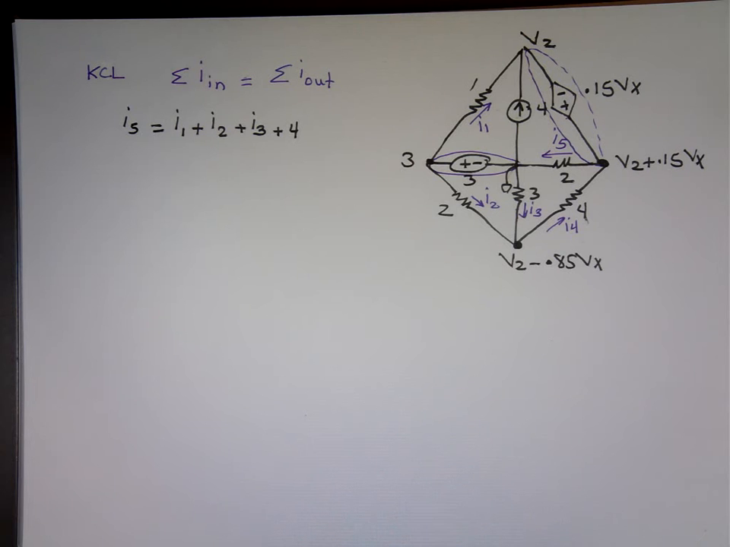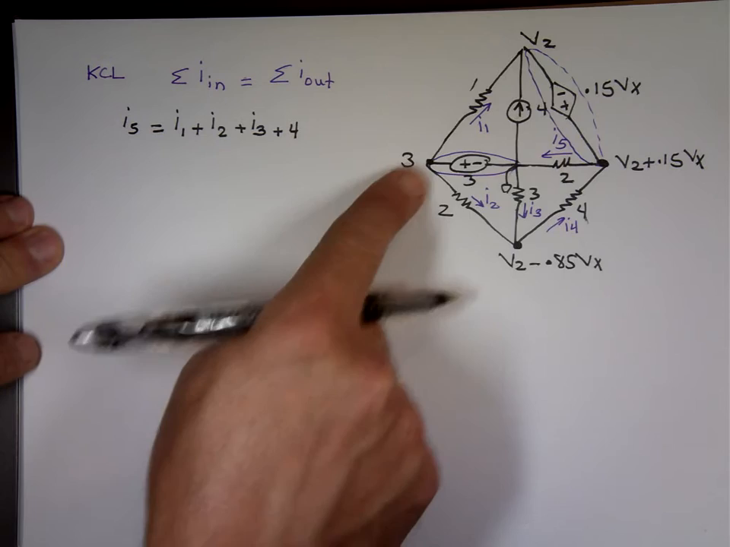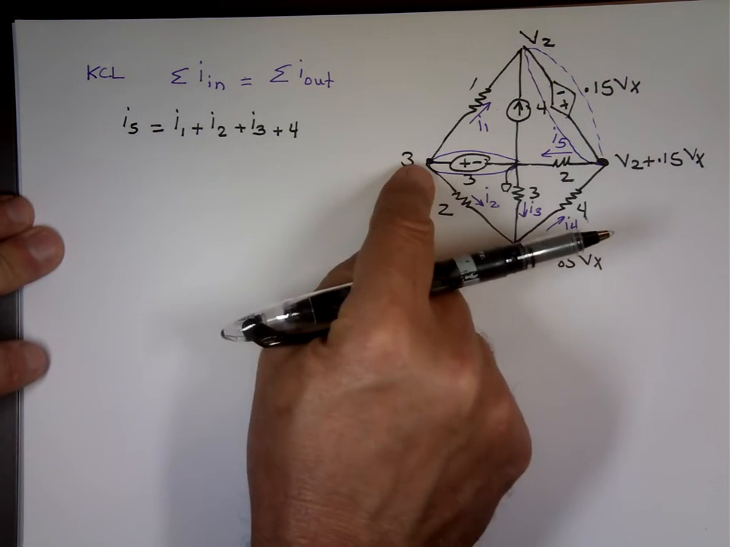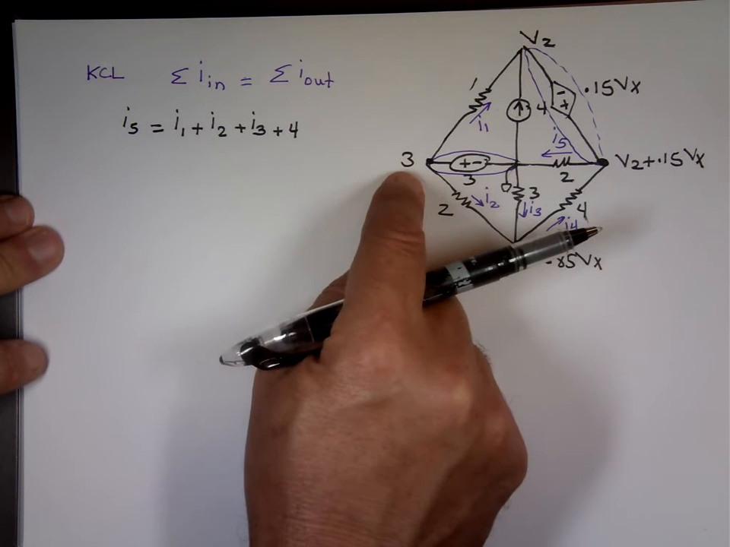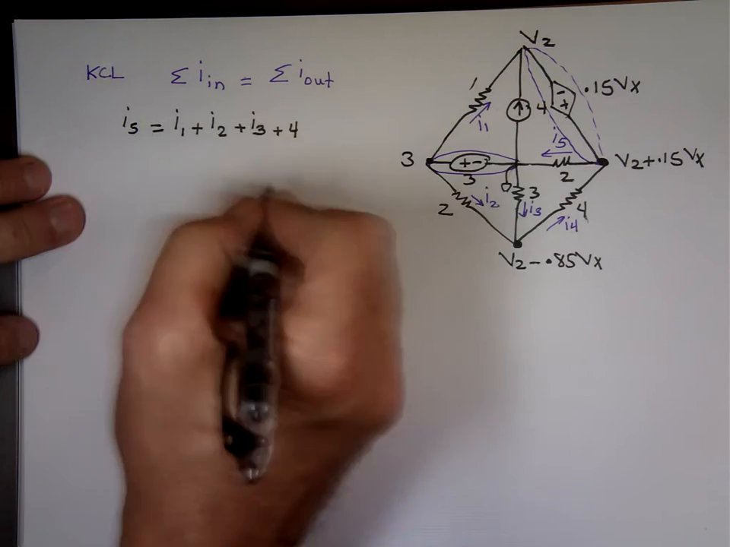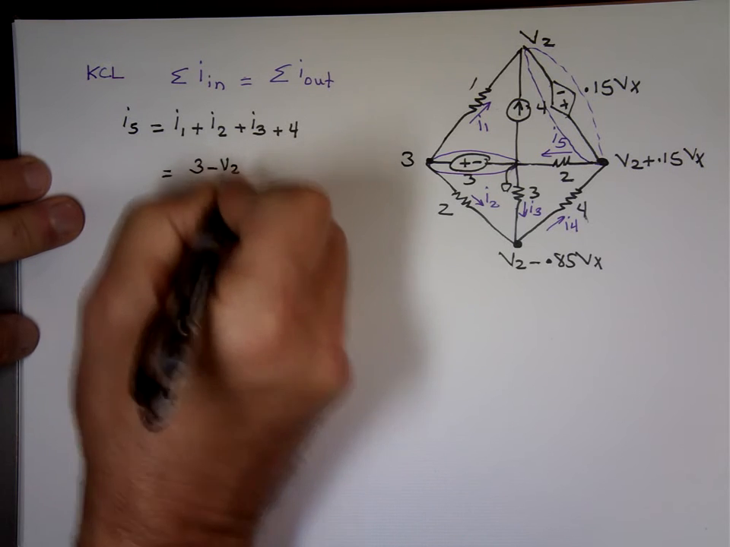And I'm going to rewrite each one now in terms of the voltages. So I sub 1 is going this way. Since it's going in that direction, it's this voltage minus that voltage divided by the resistor. This voltage is what? 3 minus V2, that's I sub 1. 3 minus V2 divided by 1.